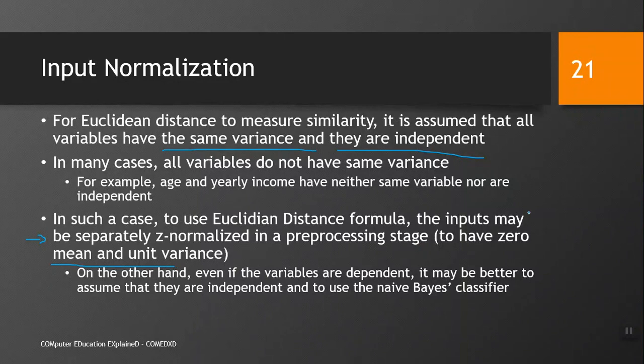It is interesting that we always apply this kind of step in the pre-processing of our data, whether that data is numeric data, or speech data, or visual data like images or videos. On the other hand, even if the variables are dependent, it may be better to assume they are independent and to use the Naïve Bayes classifier for them, right. So, here we have another assumption.